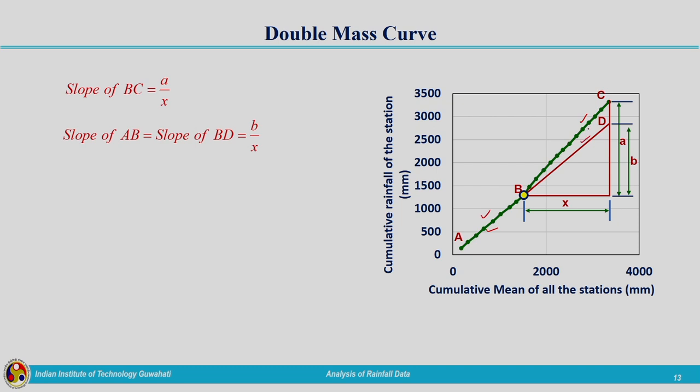It's the same line only. BD is the extension of AB. So slope of AB and slope of BD are same. It can be calculated by taking the ratio B by X.